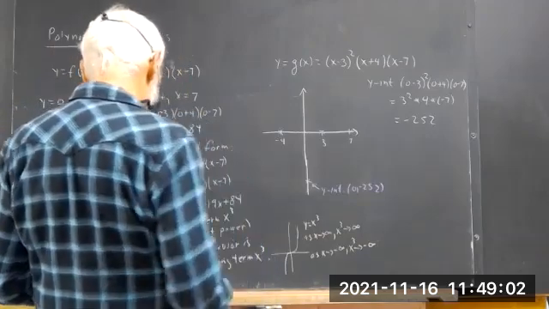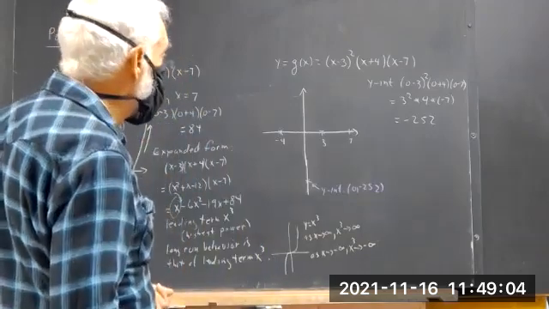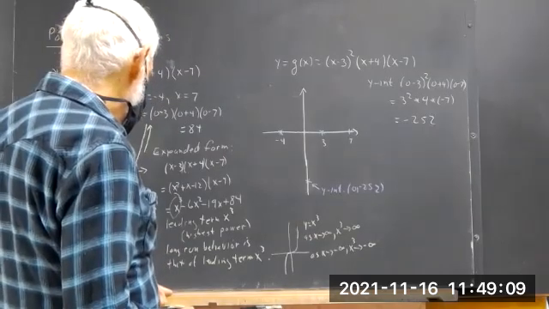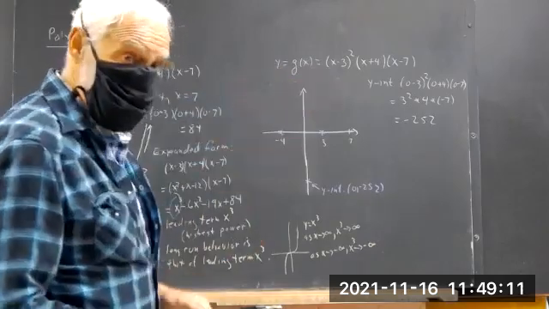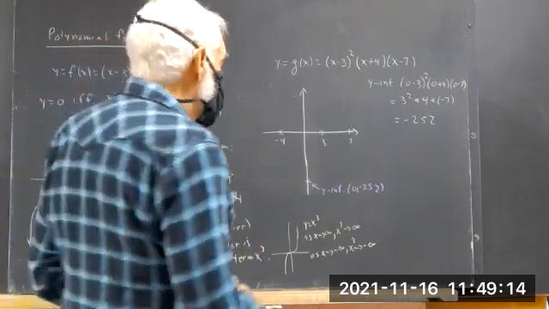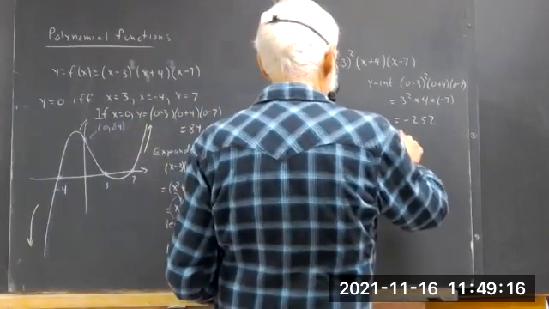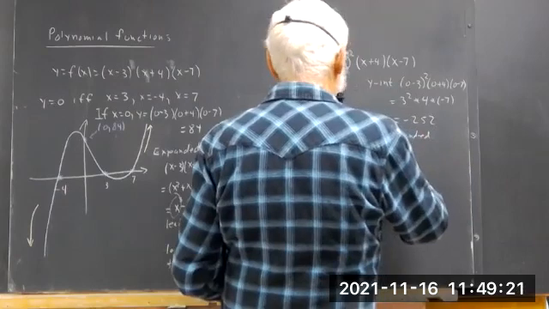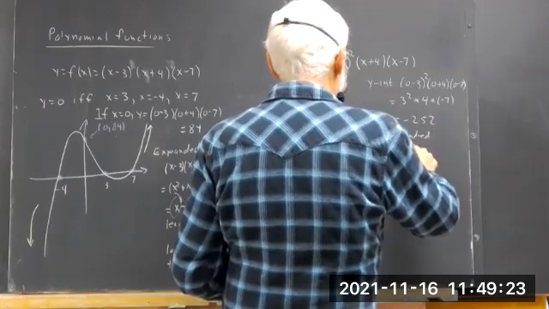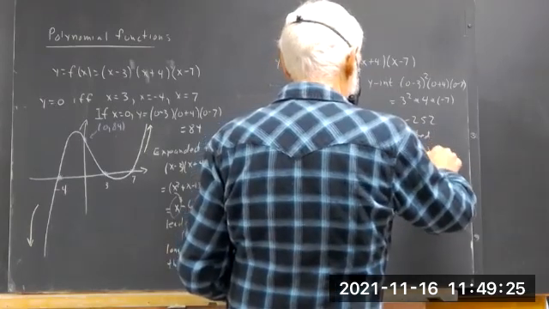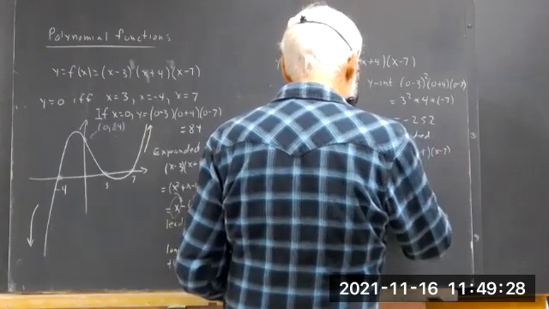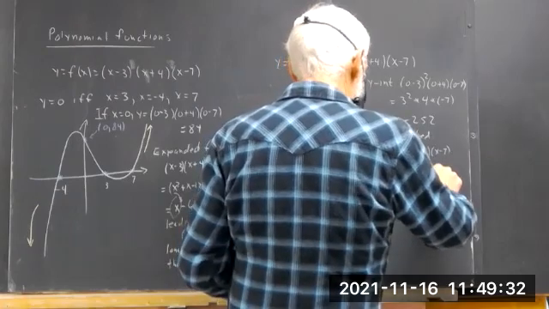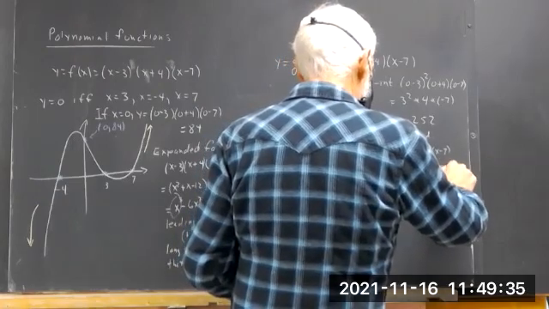Okay. Now what about our expanded function? Okay, well, expanded, x minus 3 squared times x plus 4 times x minus 7 equals x squared minus 6x plus 9 multiplied by x squared minus 3x minus 28.